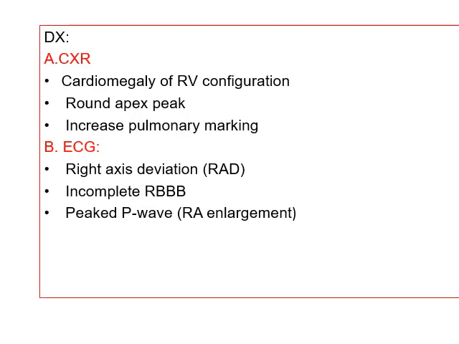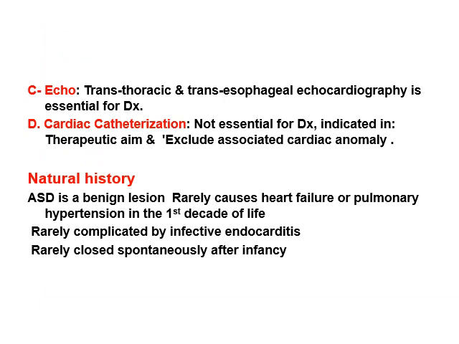Diagnosis: by chest X-ray, there is right ventricular enlargement, round apex beat, and increased pulmonary markings due to increased blood flow to the lung. ECG shows right axis deviation, incomplete right bundle branch block, and peaked P wave due to right atrial enlargement. Echo is most important for diagnosis. Catheterization is not essential for diagnosis; it is indicated only for treatment and to exclude other anomalies associated with atrial septal defect.